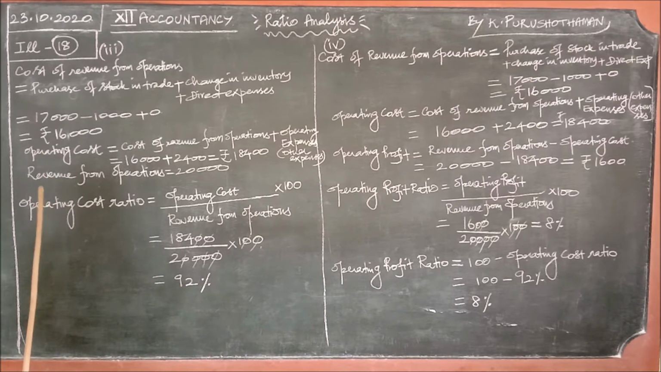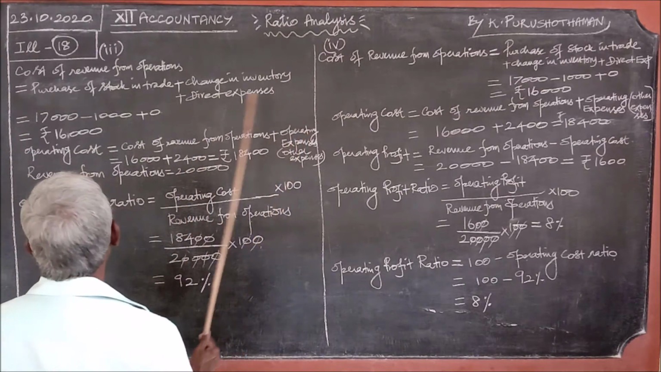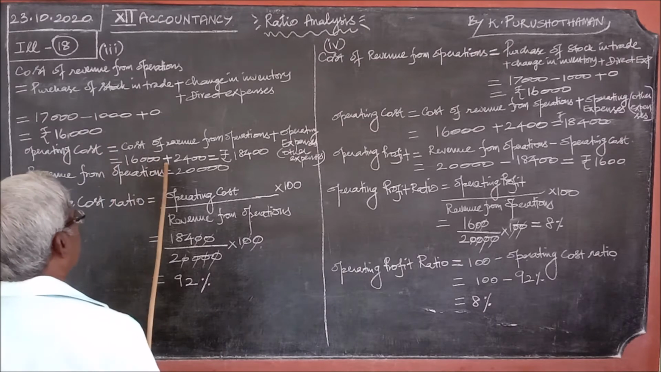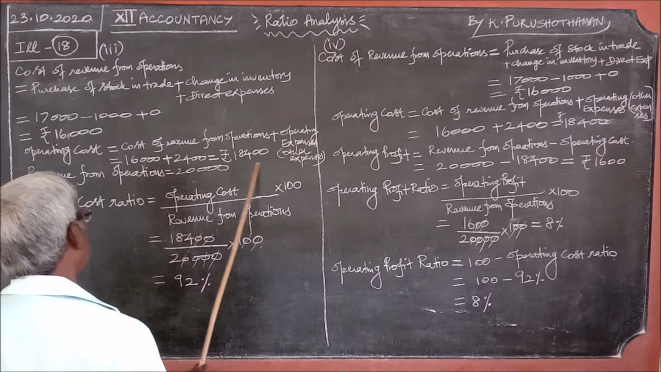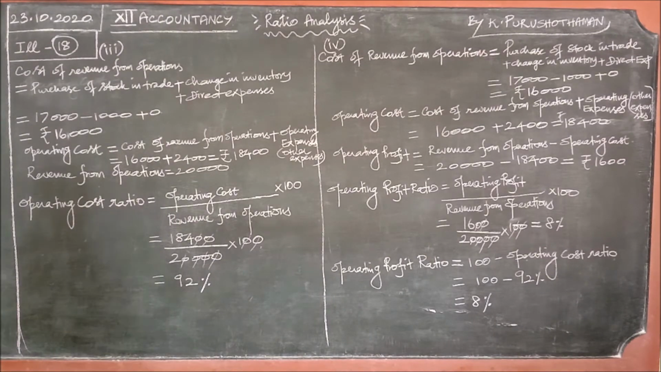So to find the operating cost, we require cost of revenue and the operating expenses. The cost of revenue we have calculated as 16,000. Operating expenses or other expenses 2,400. So it comes totally 18,400. This is the operating cost. Then the denominator is revenue from operations 20,000. 18,400 by 20,000 into 100, we have found out 92%.